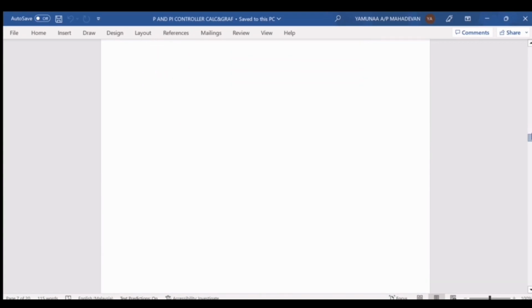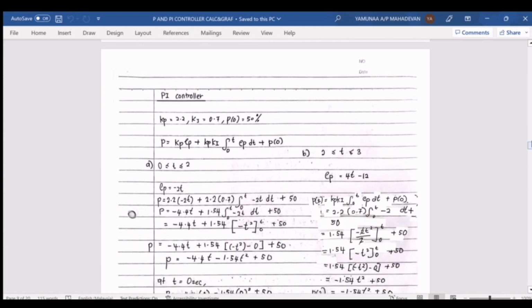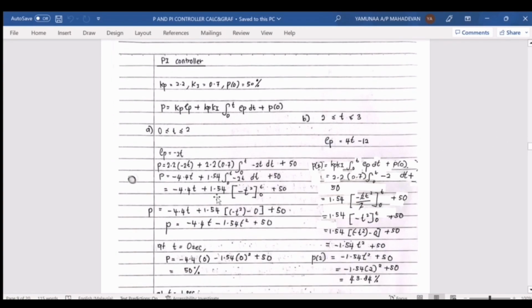And for the second part, the PI controller, the values are also given: Kp is 2.2, Ki is 0.7, and Po is 50%. This is the formula given for the PI controller. As shown here, t starts from 0, which is already given in the question paper. In the graph, the value starts from 0 to 12. So we must use this equation to find the P formula, and first of all, we must find the Ep first.